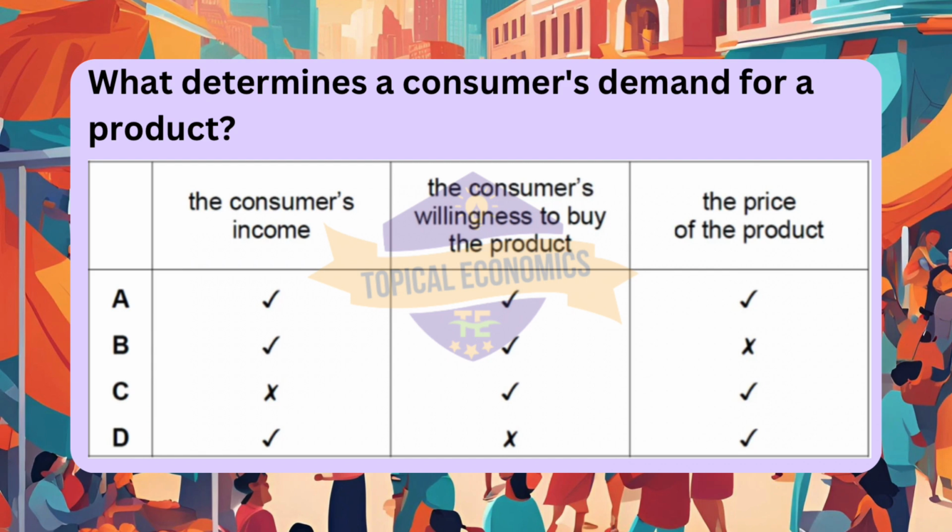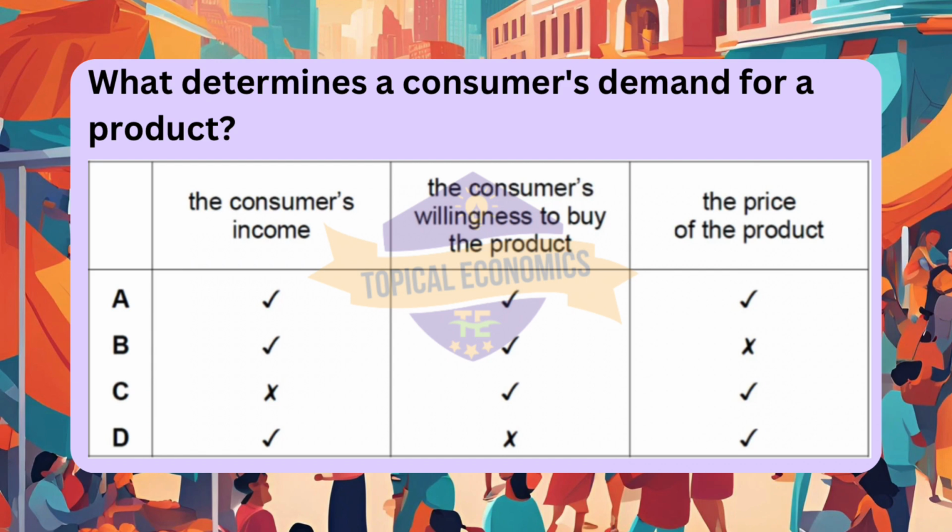Next, the consumer's willingness to buy the product. A consumer's preferences, tastes, and needs heavily influence their willingness to buy a product. This could be influenced by factors such as advertising, social trends, or personal preferences. For instance, if a consumer values a product highly, they might be more willing to buy it, even if the price is higher. Lastly, the price of the product is a critical factor.